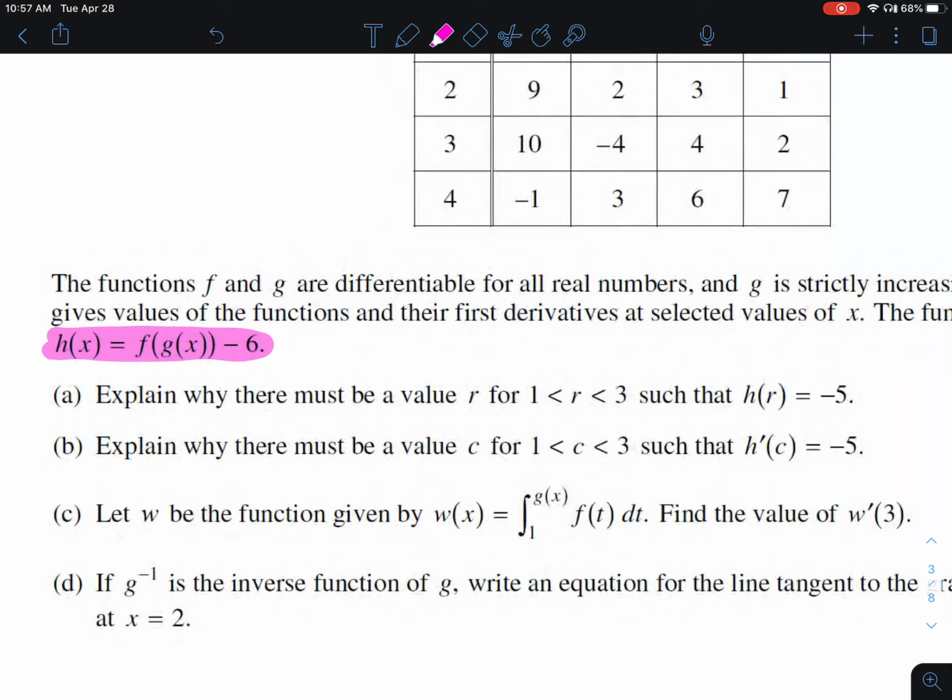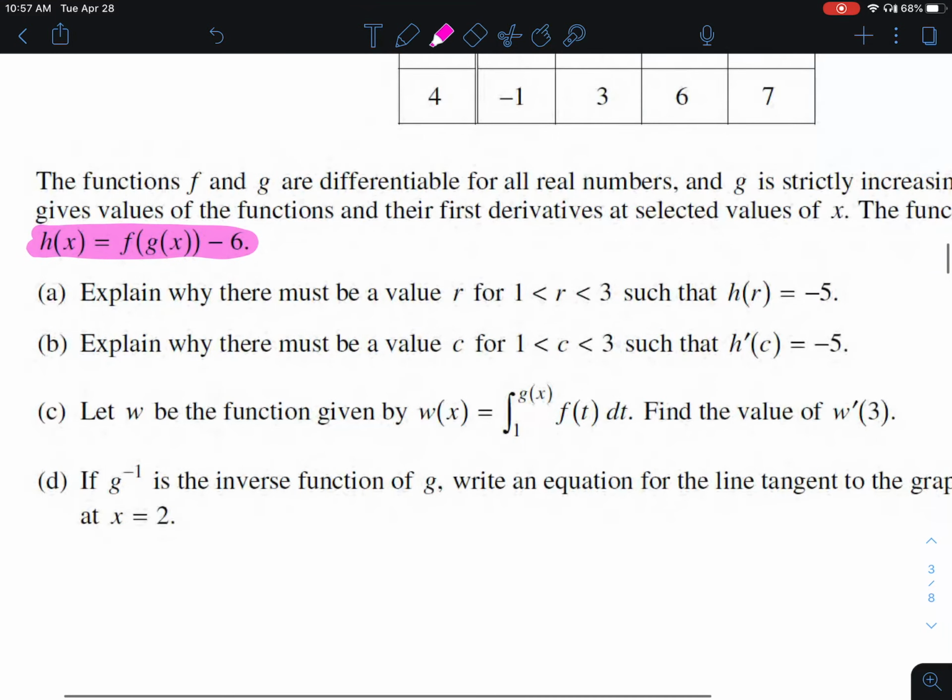Part A, explain why there must be a value for R such that h of R equals -5. CJ loves these. It's IVT. These are his favorite problems now. Part B, explain why there must be a value C such that h prime of C equals -5, and that's going to be MVT. So we see IVT, then MVT.